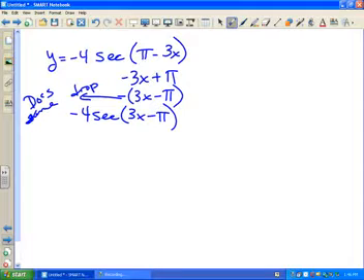Same as cosine. Even function. It's an even function. It throws a negative away. But notice it didn't throw this one away. This one has to stay there because it was in the original problem.